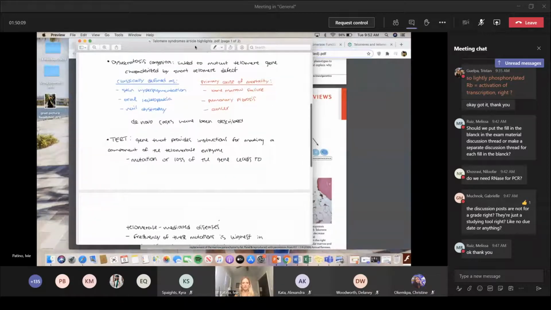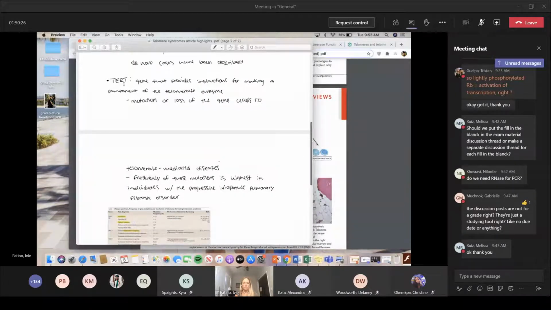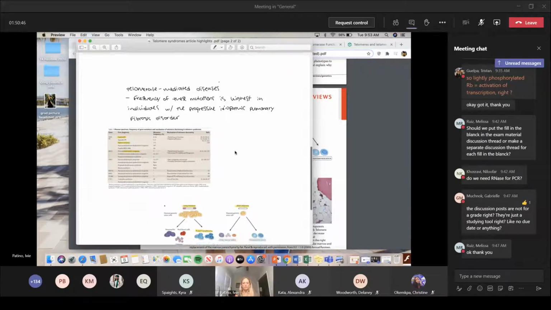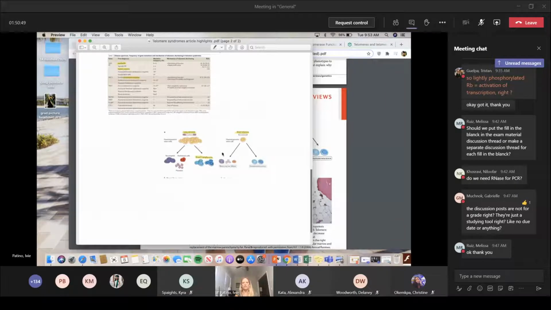So then dyskeratosis congenita is linked to mutant telomere genes characterized by the short telomere defect. These are what it's classically defined as. Then that's the primary cause of mortality. And then we've seen some de novo cases. So the TERT gene is a gene that provides instructions for making a component of the telomerase enzyme, and the mutation or loss leads to telomerase-mediated diseases. And the frequency of those mutations is highest in individuals with the progressive idiopathic pulmonary fibrosis disorder. And then here are just the images that he highlighted.